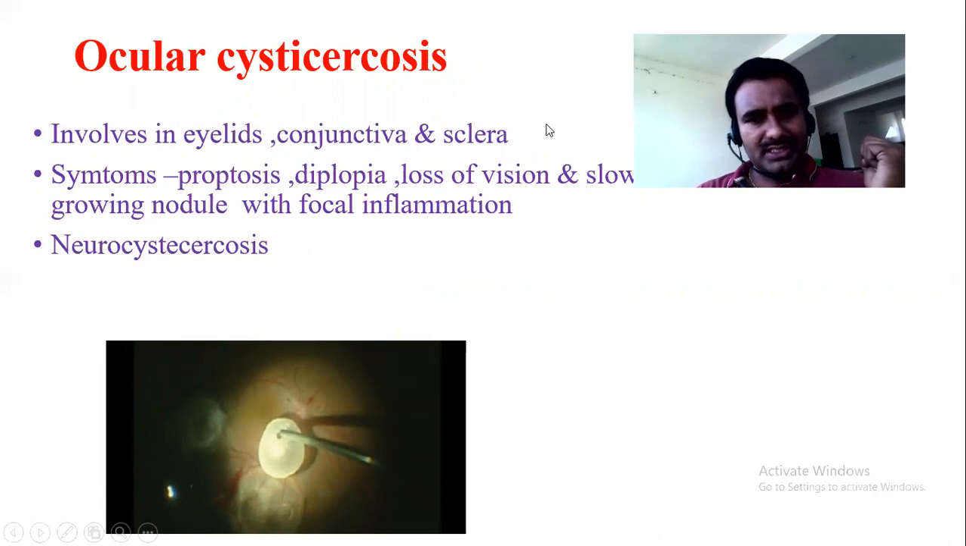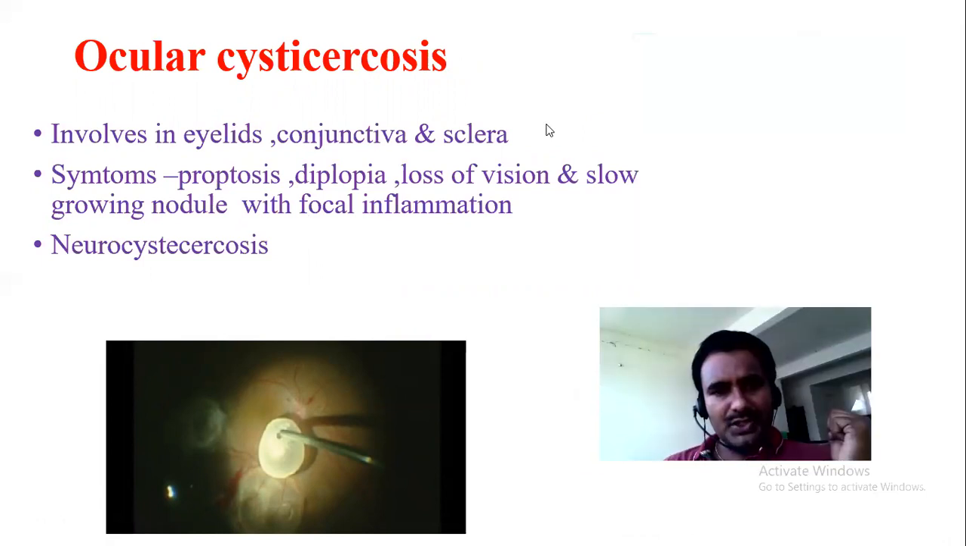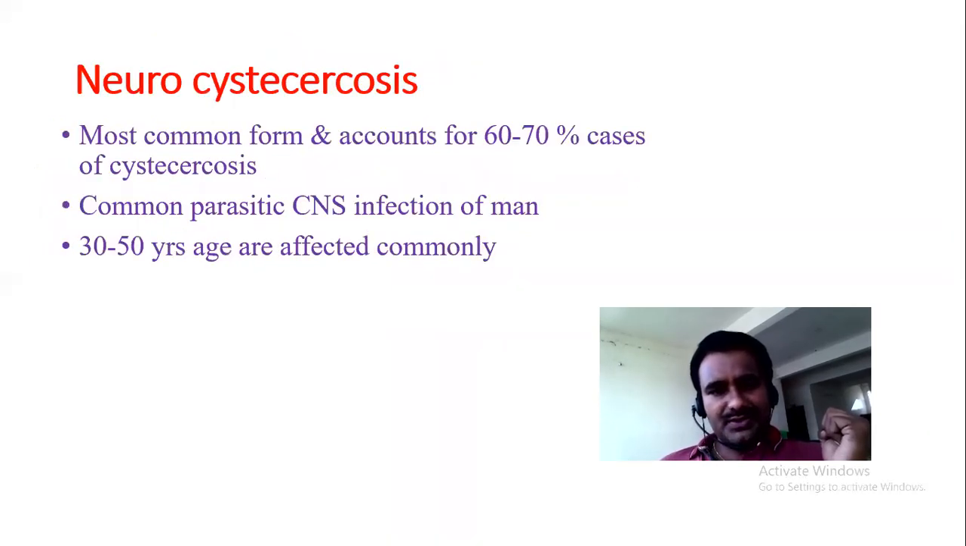So here the symptoms will be proptosis, diplopia, loss of vision, slow growing nodule with focal inflammation. It will be seen in neurocysticercosis, which is the commonest form, accounting for 60 to 70% of cases of cysticercosis. It is the commonest parasitic CNS infection of man.